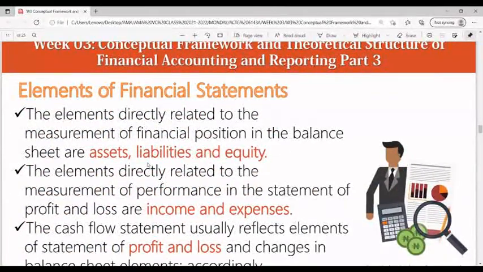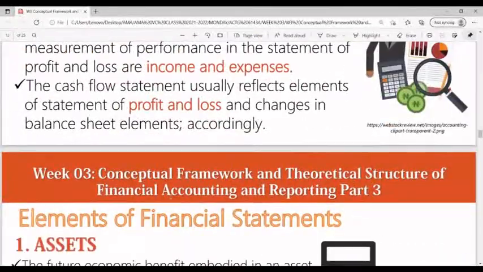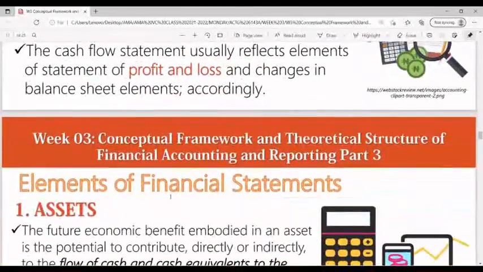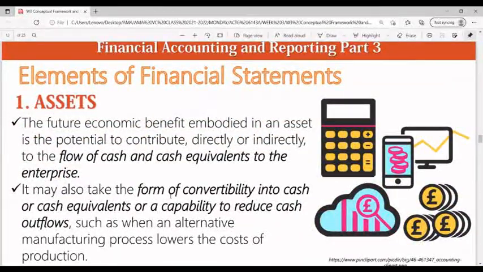As for the elements of financial statements, the elements directly related to the measurement of financial position in the balance sheet are assets, liabilities, and equity. The elements directly related to the measurement of performance in the statement of profit and loss are income and expenses. The cash flow statement usually reflects elements of the statement of profit and loss and changes in balance sheet elements accordingly.